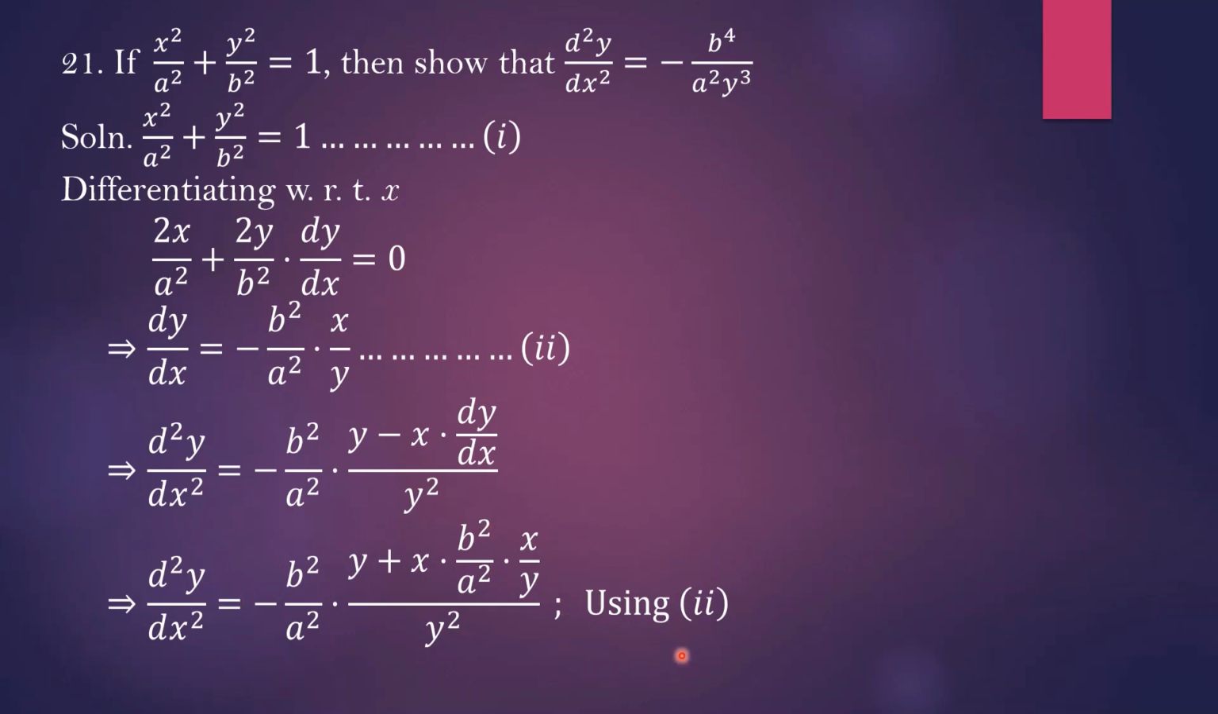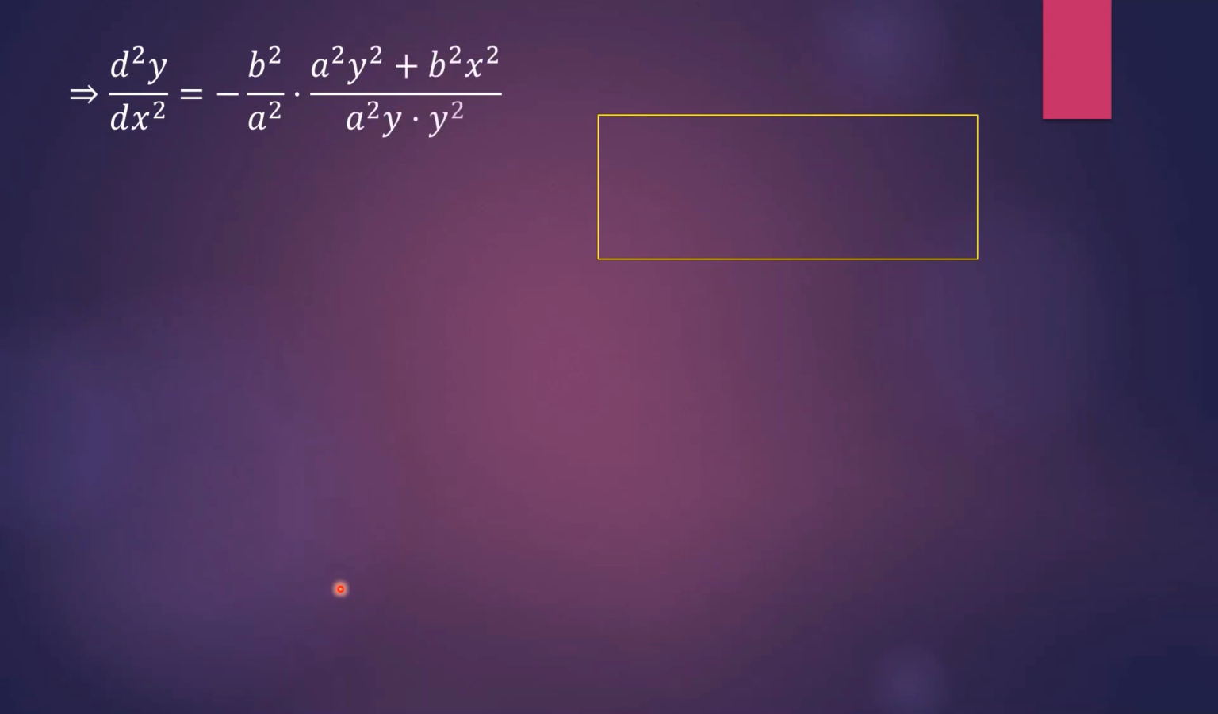We got this. Now take the LCM. d2y dx2 is equal to minus b square by a square into, taking LCM only, a square y square plus b square x square divided by a square y, and the previous term was y square. We got this, this was earlier, this was the LCM. Now it is a to the power 4, this will become a to the power 4, and whatever remains, you write it down properly.